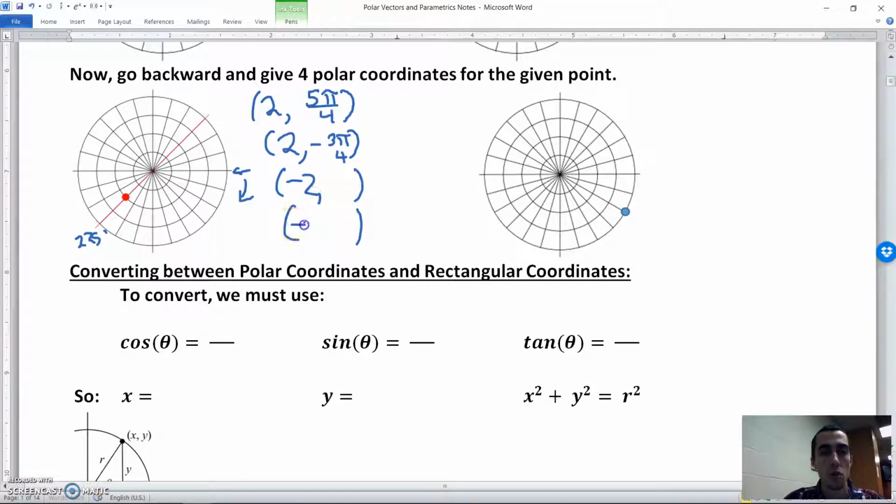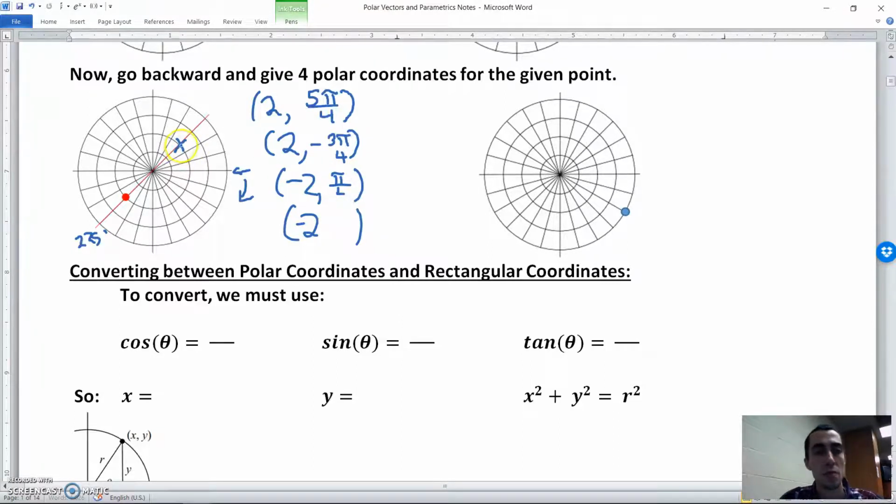Got 2 more where we would have a negative 2. So to do the negative ones, go to the opposite side of the circle, in this case, going 180 degrees around. So this would be, with a positive angle, 45 degrees, which would be pi over 4.